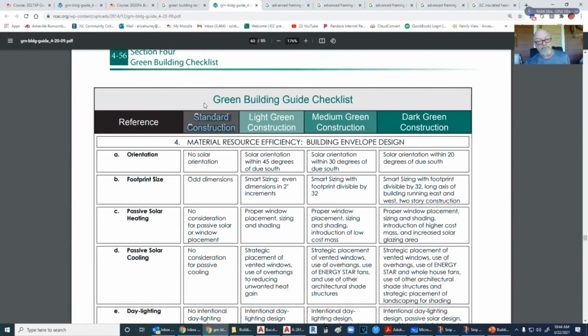Standard construction is tunnel vision type construction. You just get it done, get it on, move on with it. Light green construction, you have smart sizing, even dimensions in 2-foot increments. Then you go to medium green construction, smart sizing with footprint divisible by 32. And then you have dark green construction, which means smart sizing with footprint divisible by 32, long axis of the building running east and west. And that's something I didn't talk about, running east and west, 2-story construction.